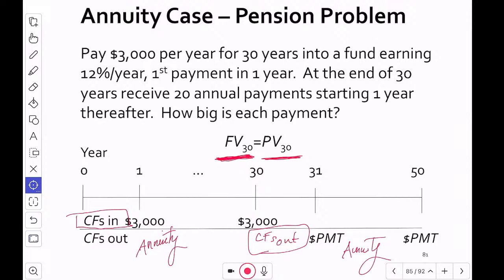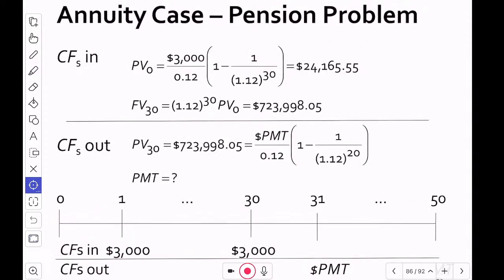All right. So let's deal with this. This has 2 parts, and many of the problems that are more complex have 2 parts. So here is the first part. We're going to deposit into the fund $3,000 at 12% for 30 years. In your calculator, you will get this amount. So let's do that together.